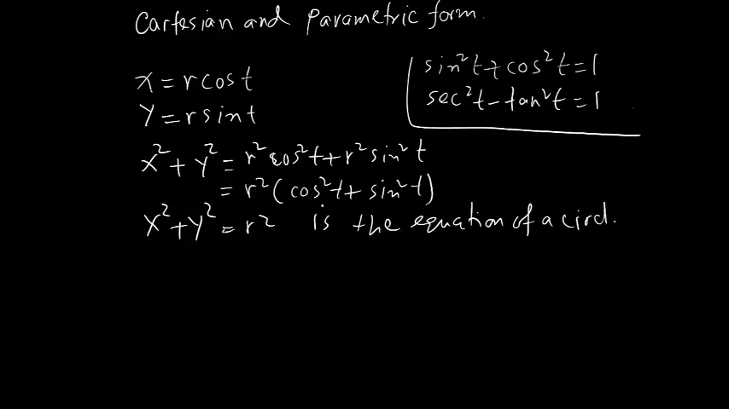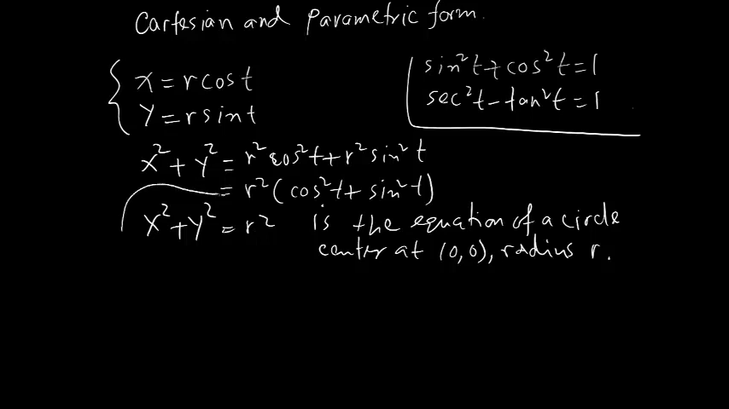a circle, center at 0, 0 and radius r. Okay, so this is the connection between Cartesian and parametric. This is also known as a polar coordinate.